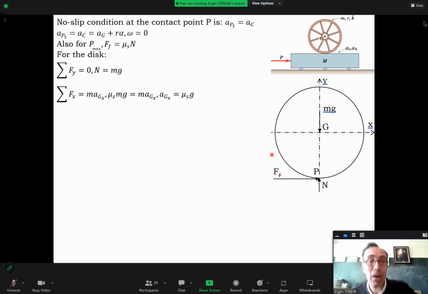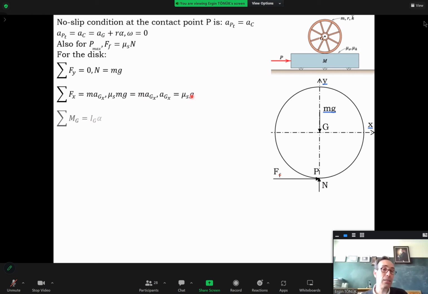Or actually, what is trying to move the wheel is the friction force between the cart and the wheel. And we know its value, it should be the maximum value, mu s times n, which is mg, and it should be equal to m times the acceleration of the mass center. Since mass is the same and non-zero, I can get the relation: the acceleration of the mass center of the wheel is the coefficient of static friction times g. This is one equation.